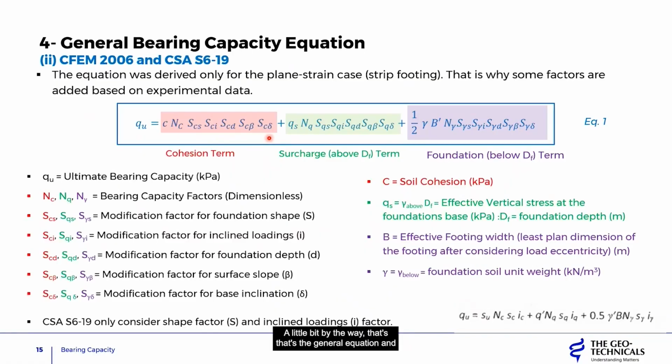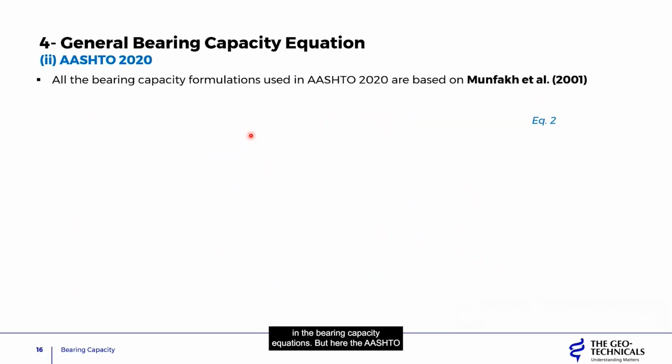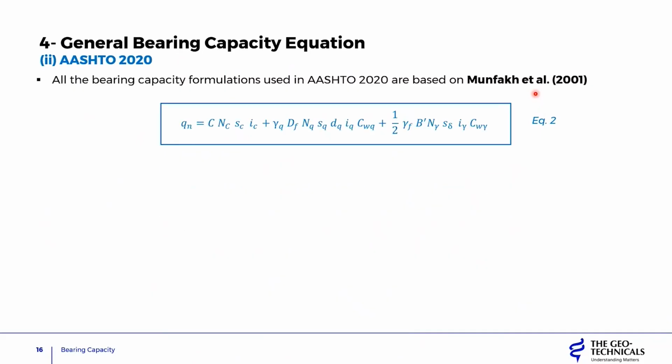By the way, that's the general equation, and most of the factors over here are from 2 scientists that are common, like they are very famous in the bearing capacity equations. But here, the H2 used Monfaka et al. 2001 equation, which is this equation. And as we mentioned, H2 is using ultimate limit state, and that's why they call it Qn as a bearing resistance. Nominal bearing resistance, that's what the H2 calls the ultimate bearing capacity.